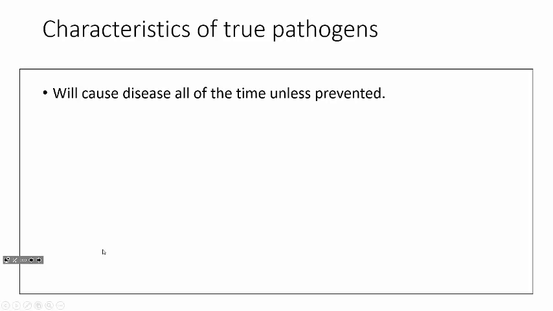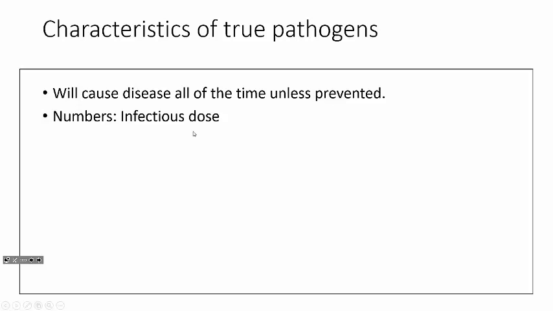So let's talk about characteristics of true pathogens. So they will cause disease all of the time unless prevented. What do we mean by prevented? You get a vaccination, your immune system takes care of it, all of these fun things. With true pathogens, it's all a numbers game. For each type of pathogen, there is what we call an infectious dose. This is the number of organisms that if you are exposed to it, and it gets into the right place in your body, you will get disease.